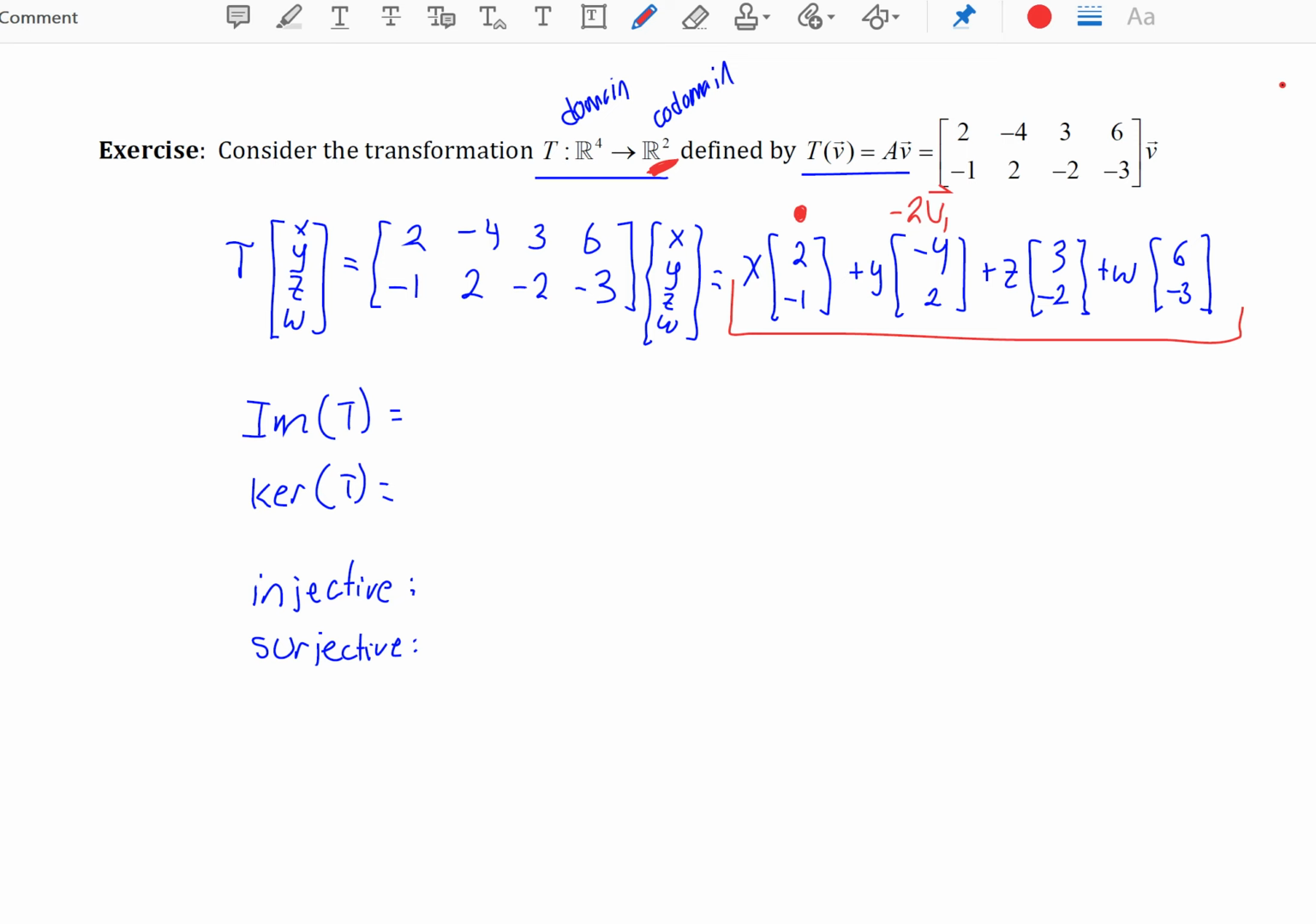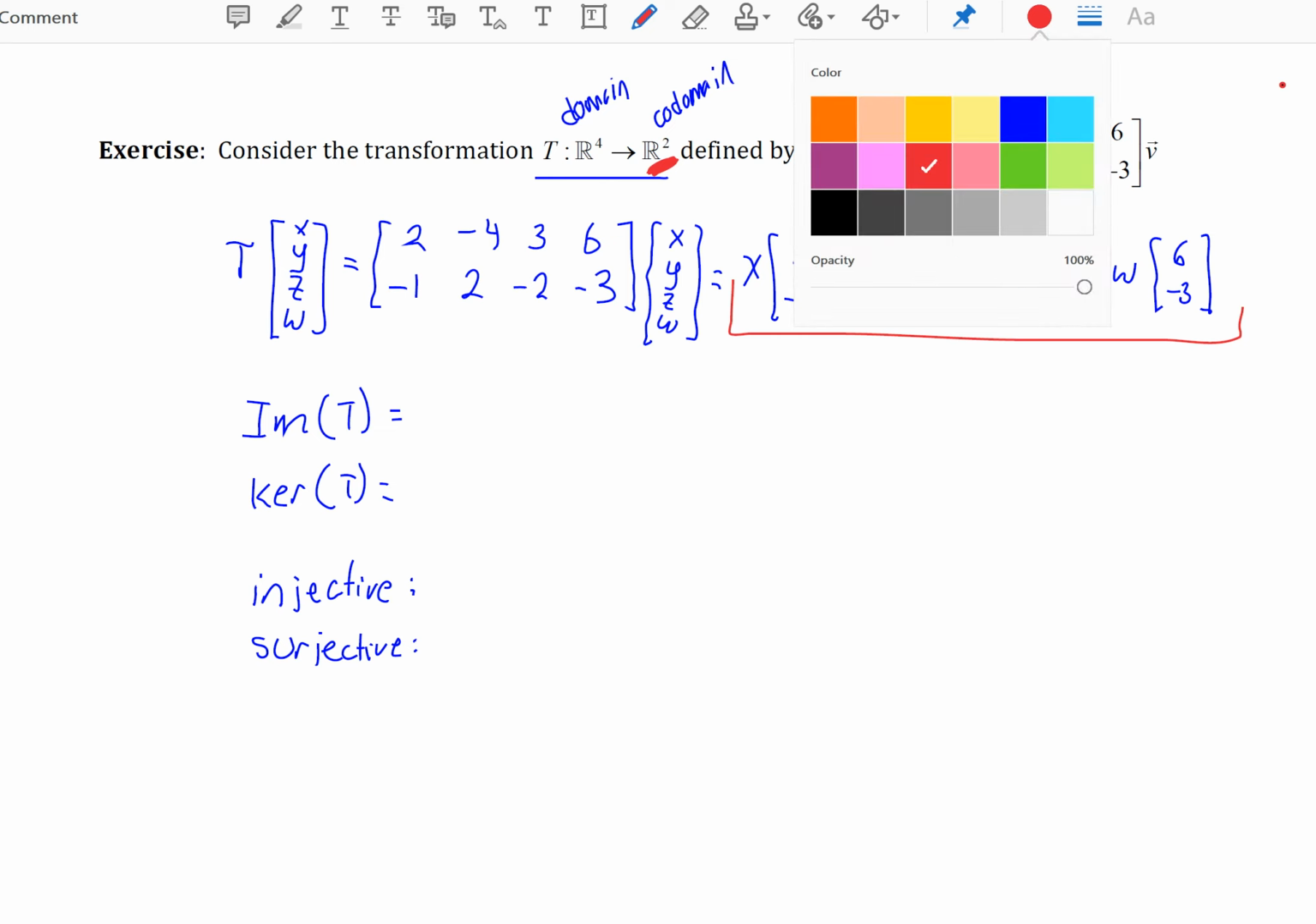Okay, how about the third vector? Is it linearly independent of the first? Is the third vector a multiple of the first vector? And I want to say no, the third vector is not a multiple of the first, which means these two vectors are linearly independent, and we have two linearly independent vectors getting mapped into a two-dimensional codomain.